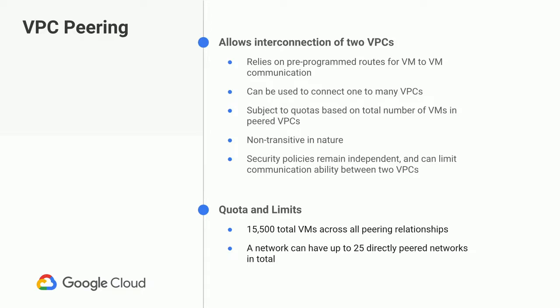If you recall, I talked about pre-programmed routes when we first started the conversation. Basically what you're doing is taking all those pre-programmed routes in A and programming them into B, and taking all the pre-programmed routes in B and programming them into A. That's really what you're doing when you do VPC peering. Another way to think about it is you're smashing two VPCs together to make one VPC.